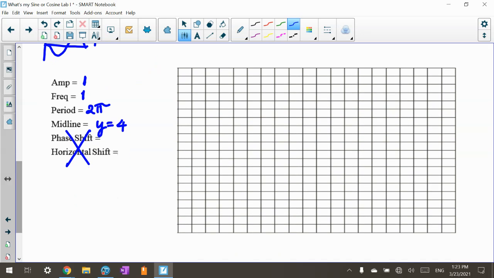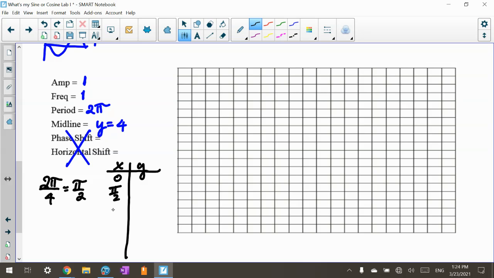Okay, so what I did to set up with this is, first of all, let's do all our work with our table. My period's 2 pi, so I'm going to divide it by 4. So I'm going to count by pi over 2. All right, now this one, I want you to think about it a little bit before we do this. Sine starts at midline. Well, my midline is 4. So I'm going to count 0, pi over 2, 2 pi over 2, 3 pi over 2, 4 pi over 2.